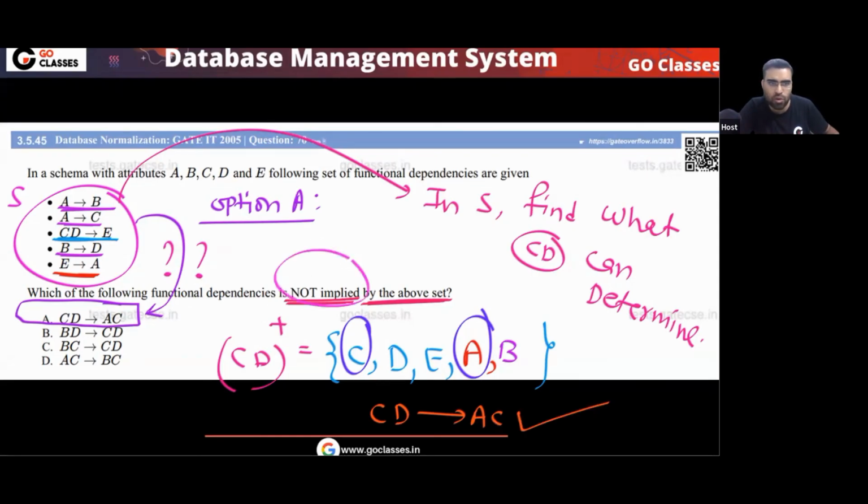But the question is asking not implied. This is what the question is asking, which is not implied. But actually, this option A is implied. This FD is implied by S.